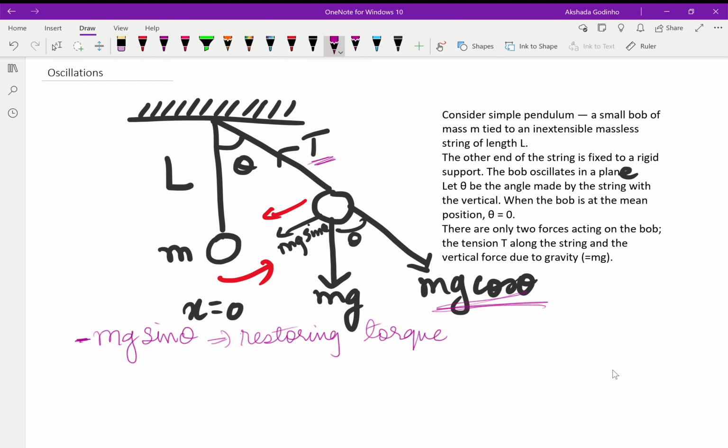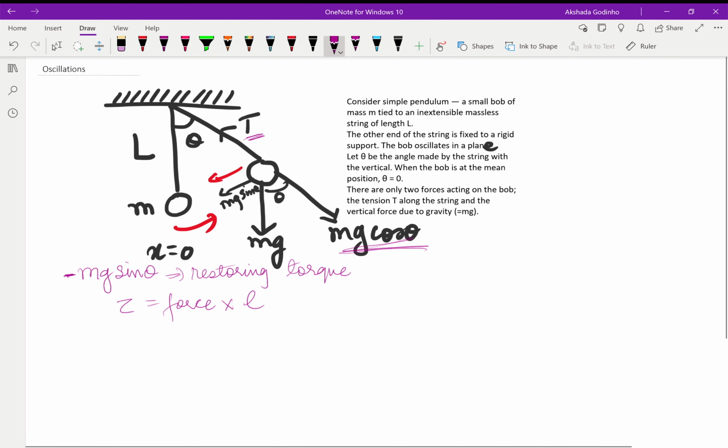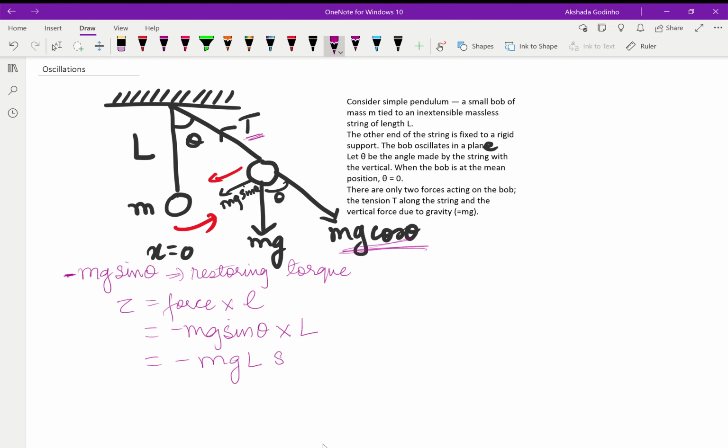So now we know the formula for torque. Torque is force into the length. When I do force into length, I can write force as minus mg sin theta into capital L. This can be further written as minus mgL sin theta. I'm only writing it like this so that I have a clearer looking equation, where sin theta with its angle is towards the end. So this is equation 1.